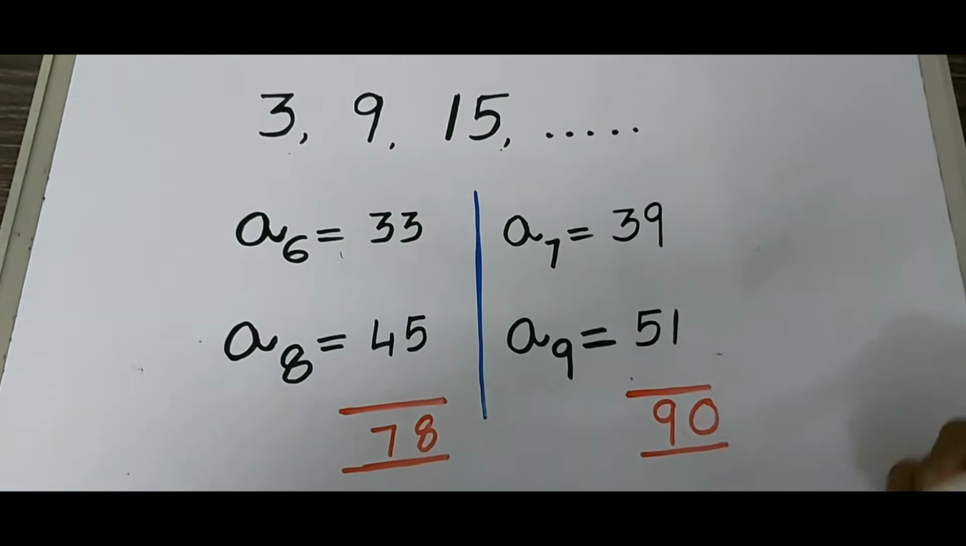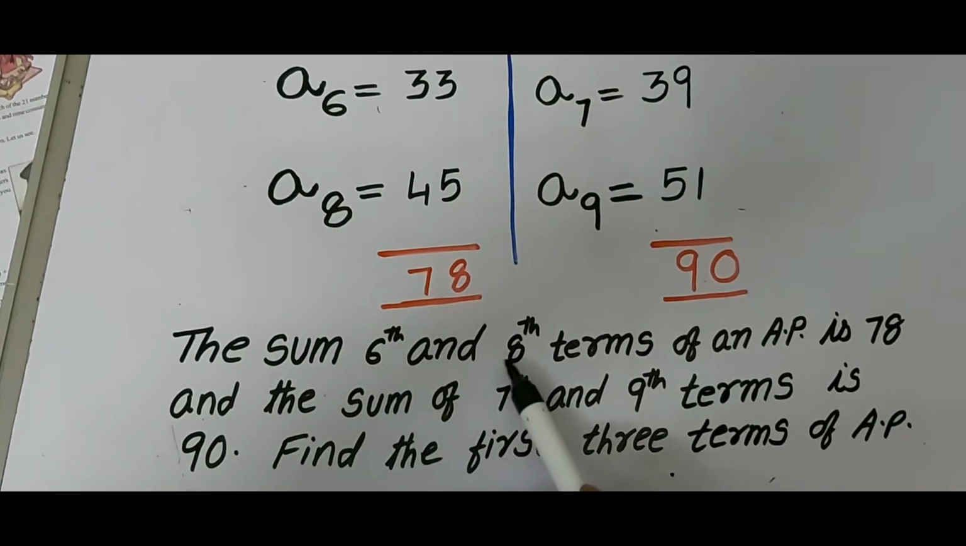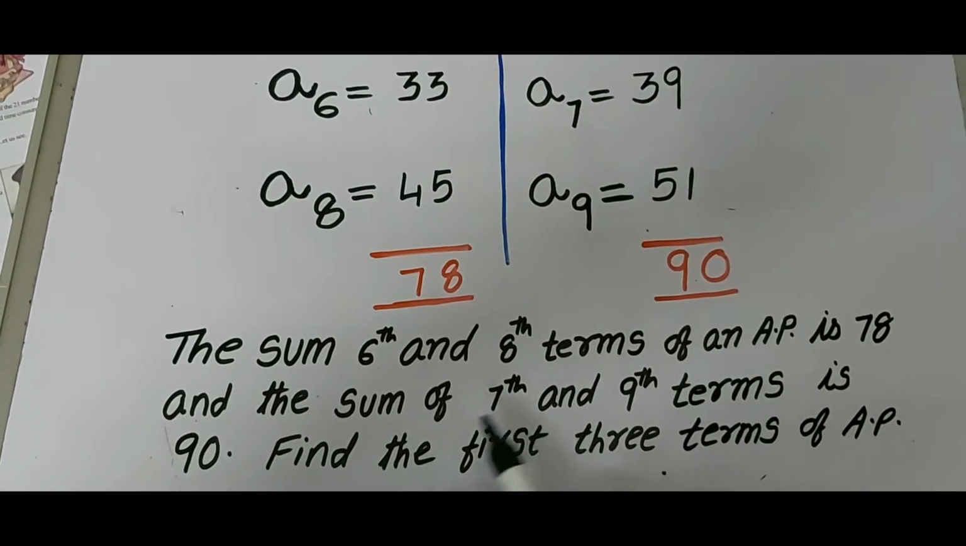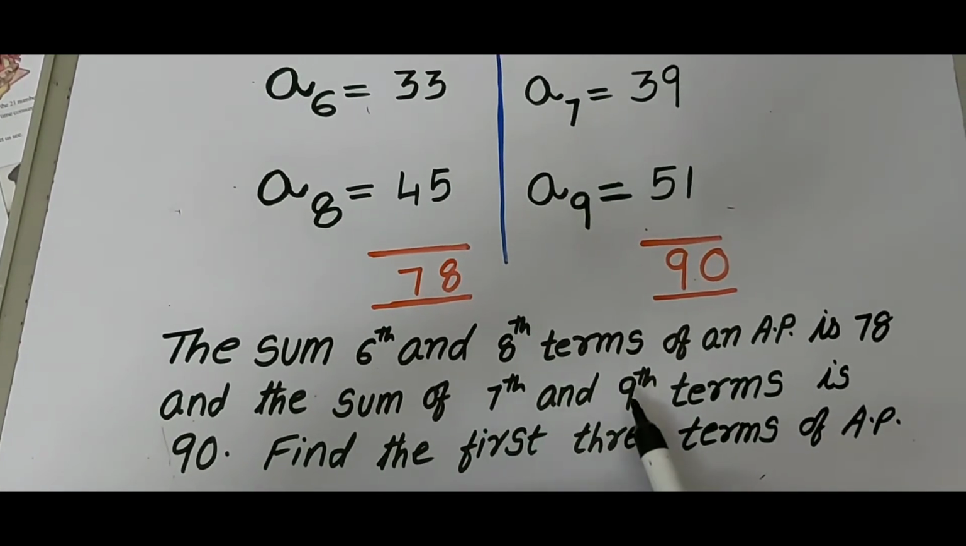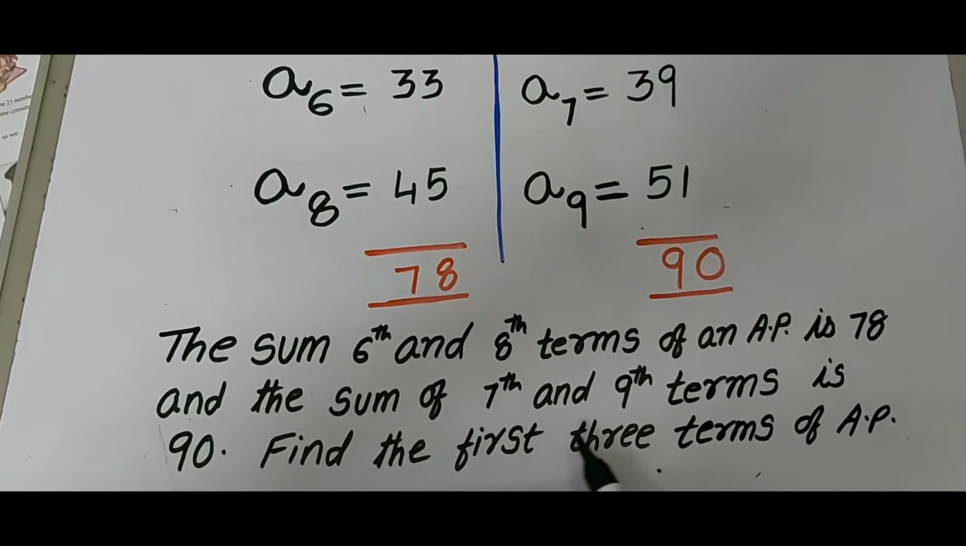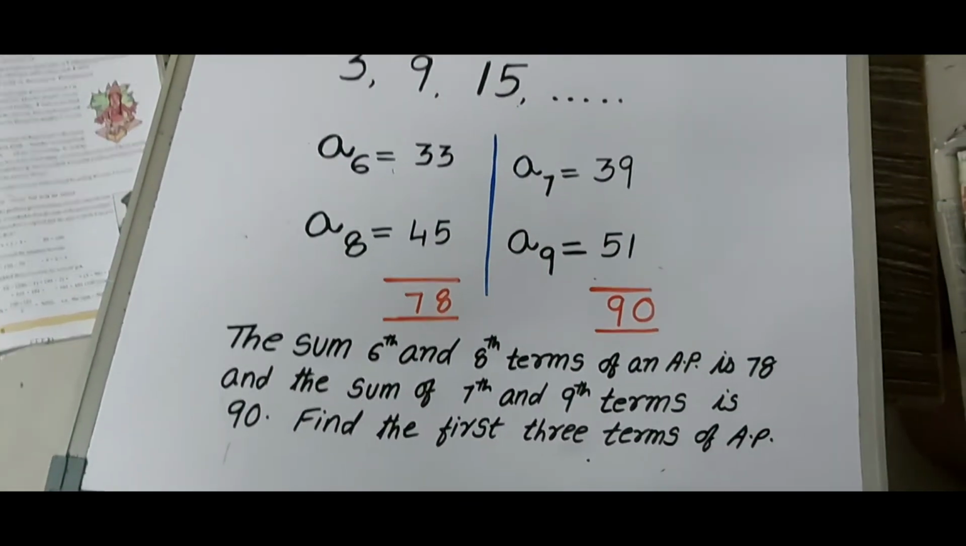Now the problem would be: the sum of the 6th and 8th terms of an AP is 78, and the sum of the 7th and 9th terms is 90. Find the first 3 terms of the AP is the question.